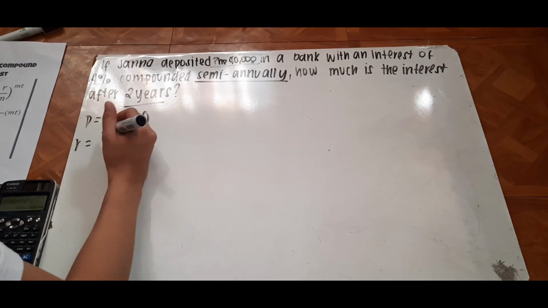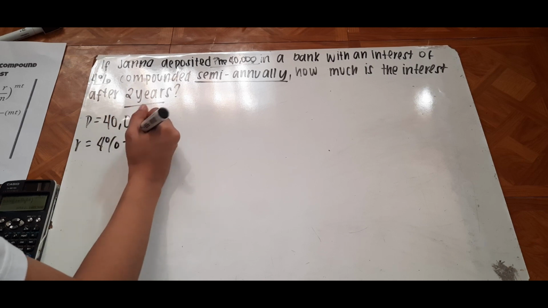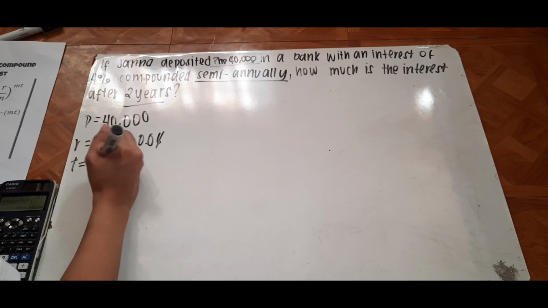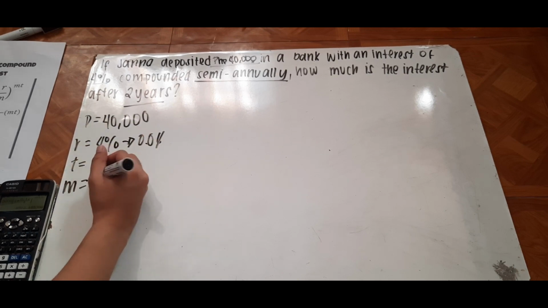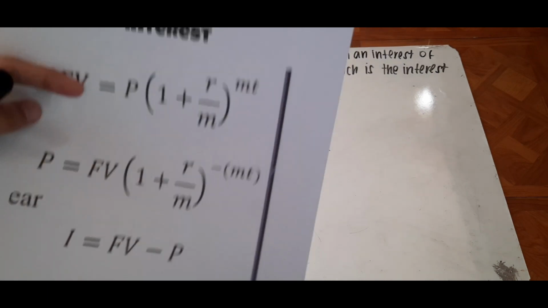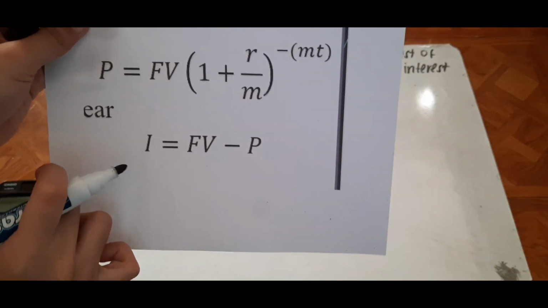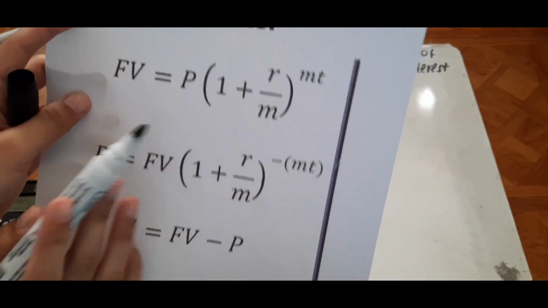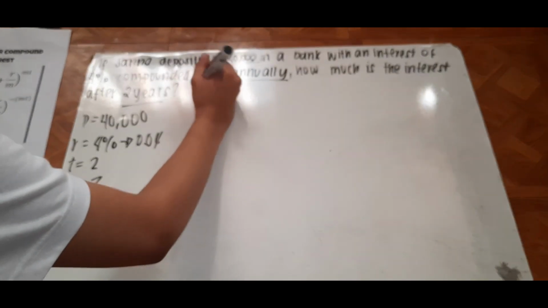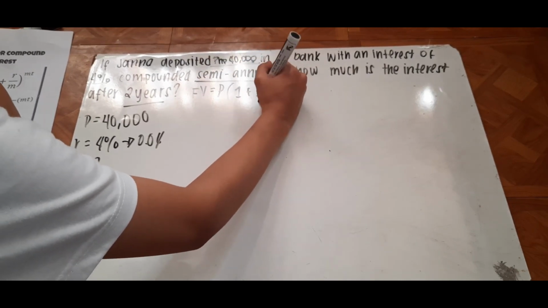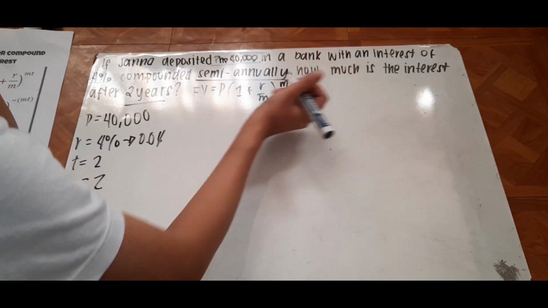So rate is equals to 4%, but in decimal form it's 0.04. Time is 2 years, and M is 2, since it's semi-annually. Now let's look at our formula. Since we're looking for the interest, it is required to look for the future value first. So let's use this formula first. So let's write that down. Future value is equals to P times 1 plus R over M raised to M times time.